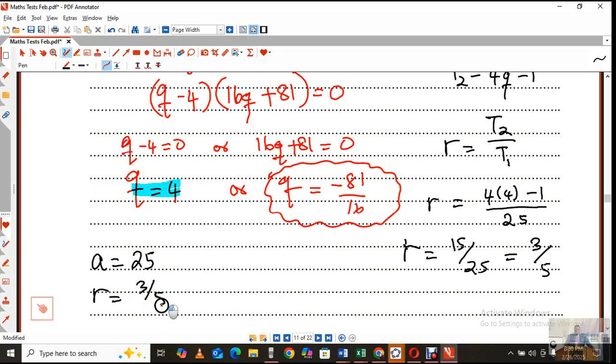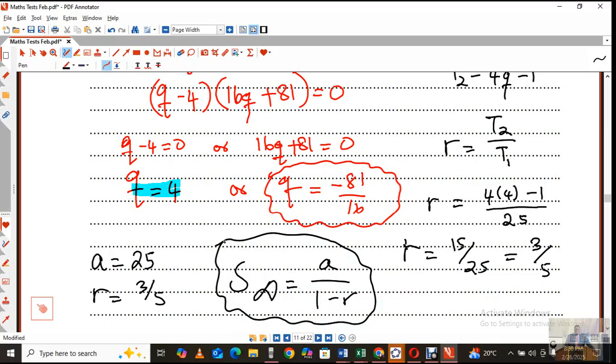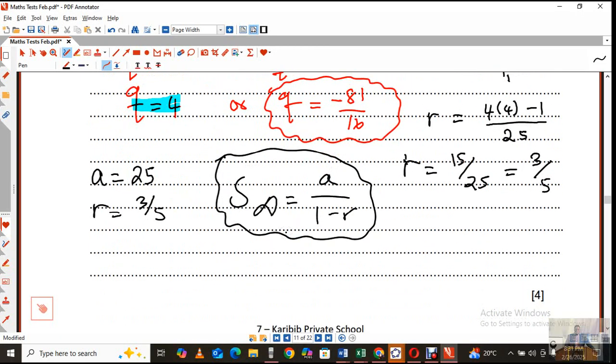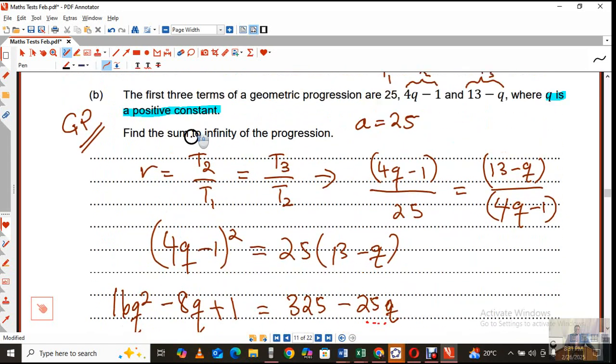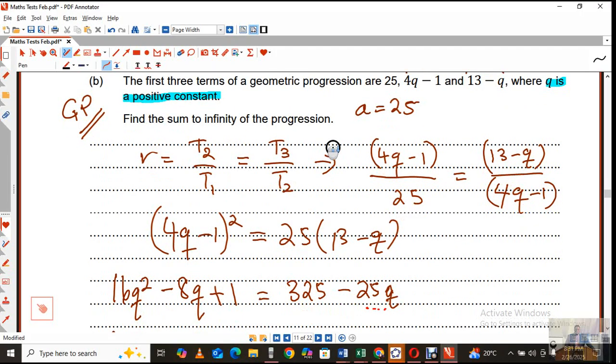What are we supposed to calculate? We are supposed to calculate the sum to infinity. The sum to infinity, this is the formula that you have to use. It's also provided in your formula sheet. My infinity symbol looks quite horrible there, but just remember, this is infinity. Surely I'm not the only one struggling with that, but you get used to it as you do these things more and more. Why am I using that? Because they are clearly asking me to find the sum to infinity of the progression.